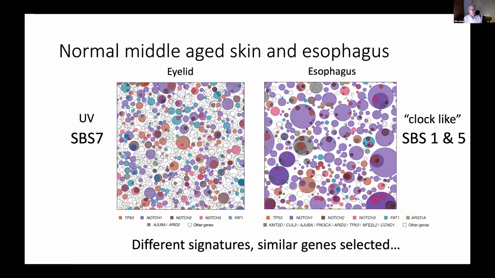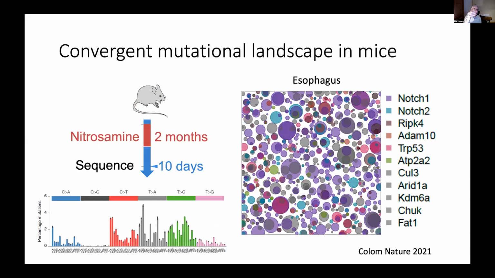We can change the species, and we can change the mutagen and the time scale. So we can go from decades to months. We can take a mouse and look at the esophagus after 2 months treatment with diethyl nitrosamine, and I'm showing you the mutational spectrum here. And we can then sequence the esophagus with the same kind of protocol, deep targeted sequencing of a sheet of esophagus, and we get a very similar landscape. Again, there are more mutations here. The mutational burden is more like a 700-year-old human, but nevertheless, the same genes are under positive selection.